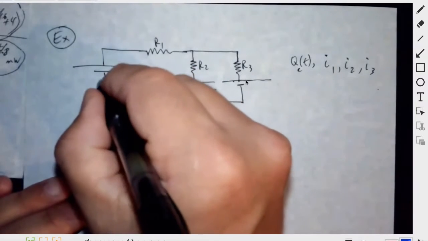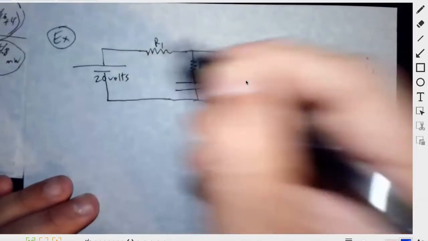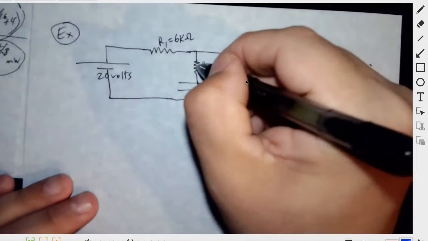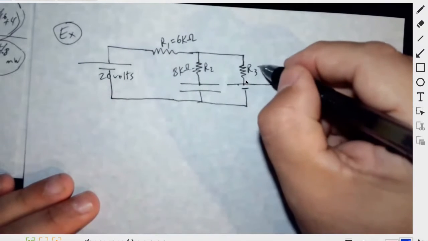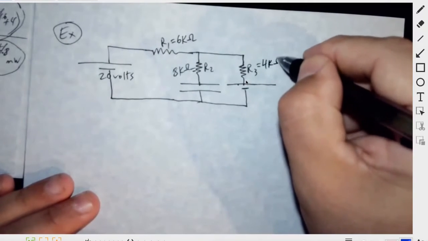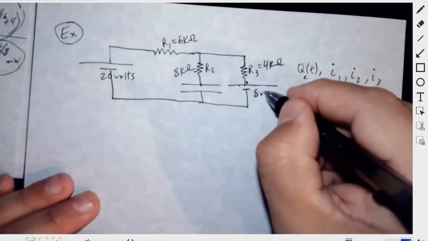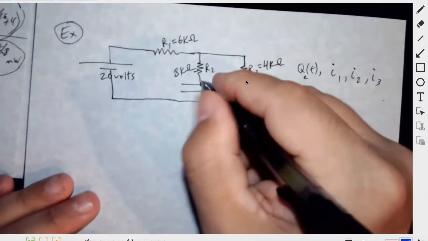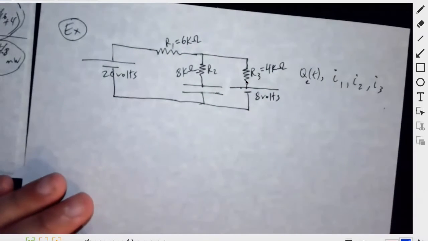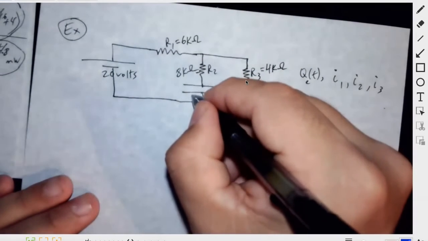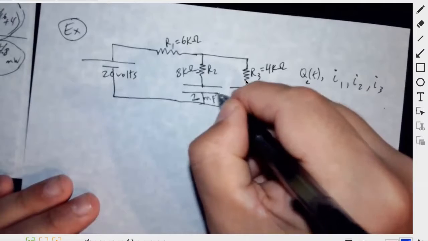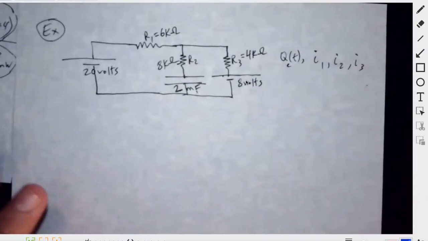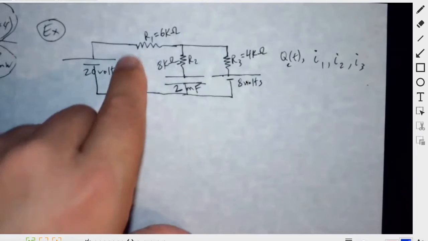So let's give this some numbers. Let's say 20 volts. So let's say 6 kilo ohms. Maybe this is 8 kilo ohms. Let's say this is 4 kilo ohms. And let's say this is 8 volts. And let's say this is 2 millifarads. So also solve for the time constant of this circuit.